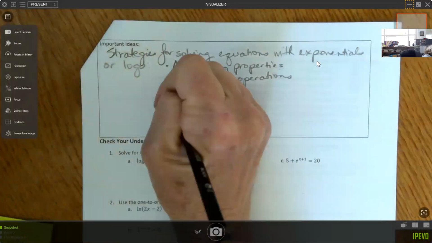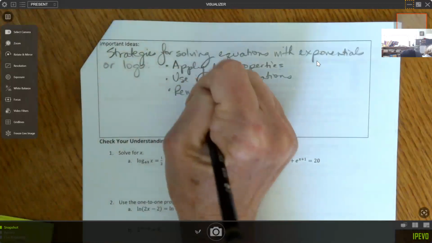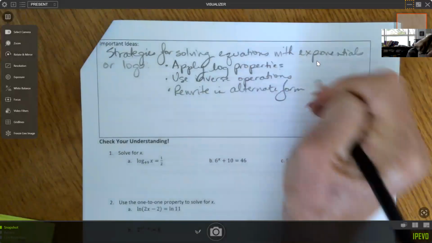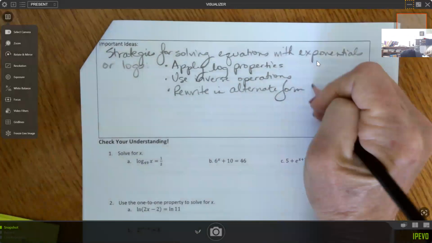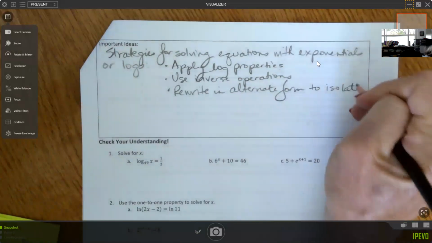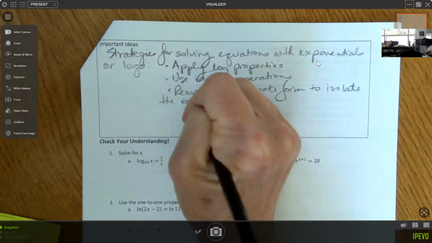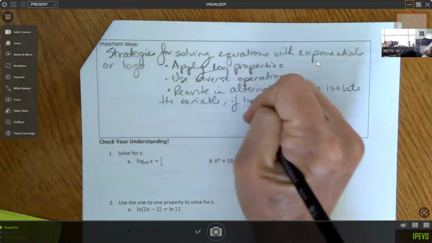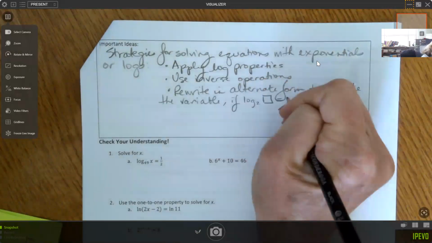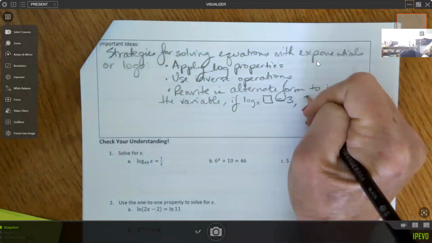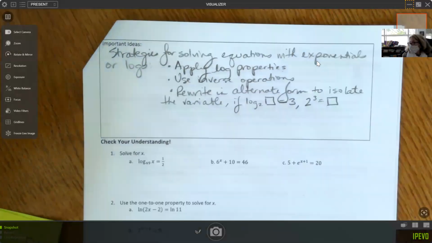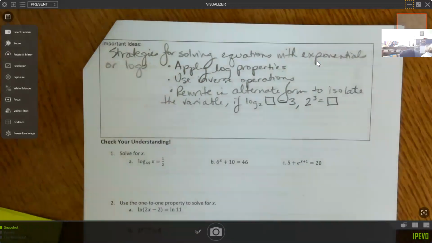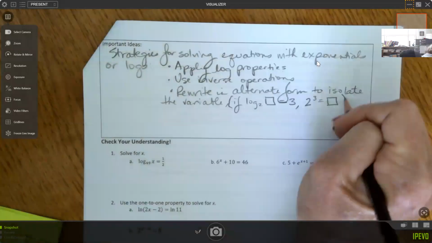You are sometimes going to want to rewrite in the alternate form, okay, to isolate the variable. And what I mean by that is, if we have something like log base 2 of something equals 3, it's a lot easier to say 2 cubed equals something, isn't it? I just think that's a lot easier. Okay. I'll put that in parentheses as an example.